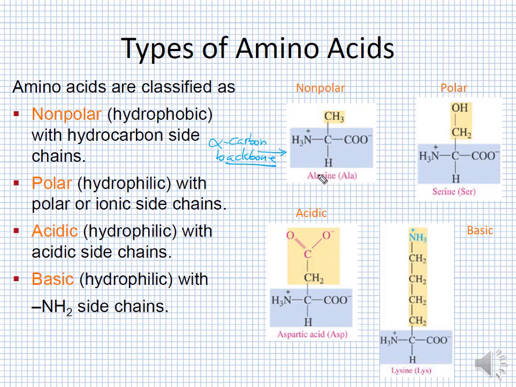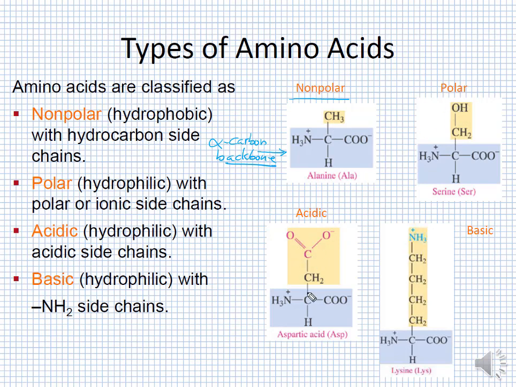It would be nice if you familiarize yourself with the names. So there's alanine, serine, aspartic acid, lysine. They each have these different side chains, and some are non-polar, right? So it's just like an alkyl group, a hydrocarbon, like say a methyl group. Some are polar. They have OH, right? So this is like an alcohol.